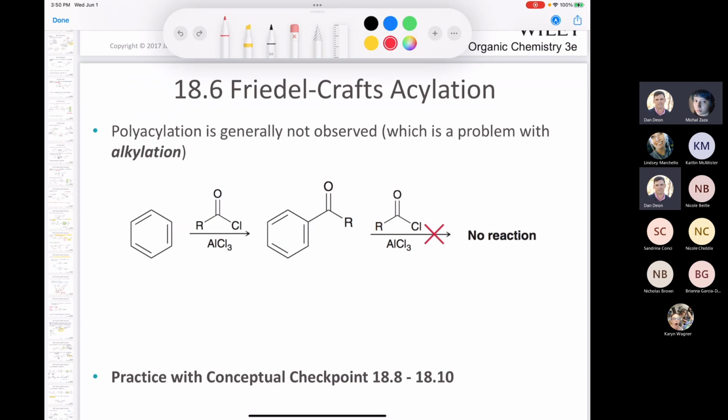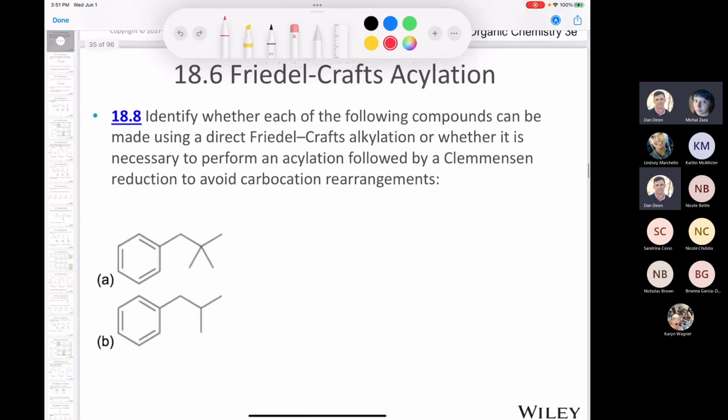I see what somebody typed in the chat. They said, sounds like chemists use nomenclature for conversation. They absolutely do. I freely admit that. Okay, well, let's move on. Let's try one more practice problem here, and then we'll take another short break.